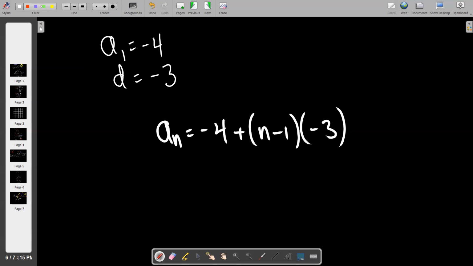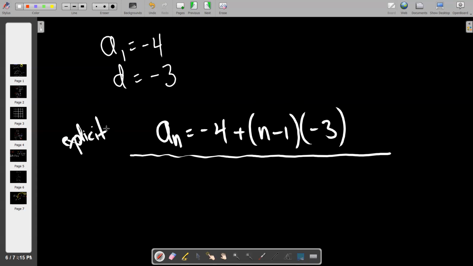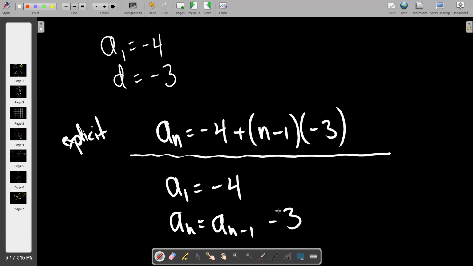Now we need the recursive. What's that going to be? Remember, the recursive consists of 2 parts. You mean A sub 1 equals -4. So remember, you state right out of the gate for recursive, this is the first term. I'm sorry if I said explicit, I do that sometimes. We found that. Pretty tough. What's the other part of the recursive? Yeah. Recursive is just like the behavior formula.